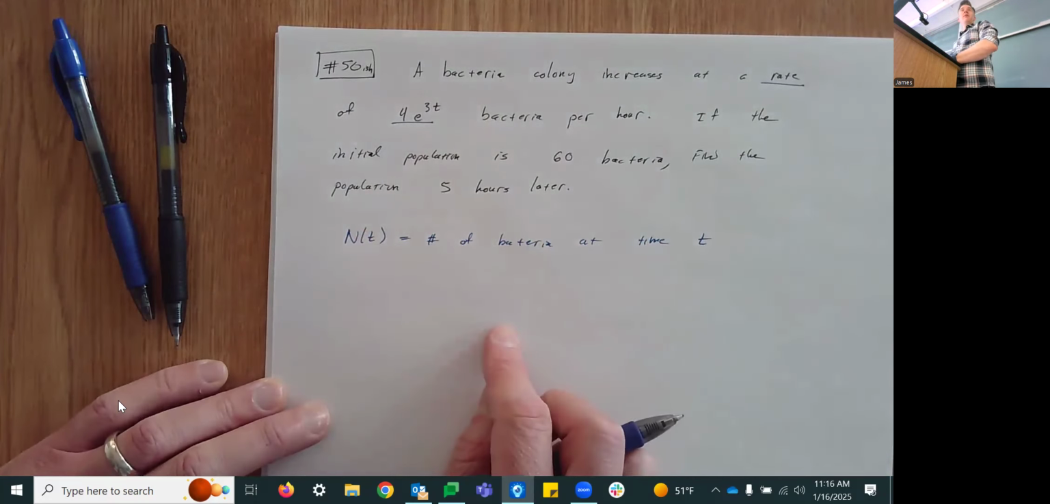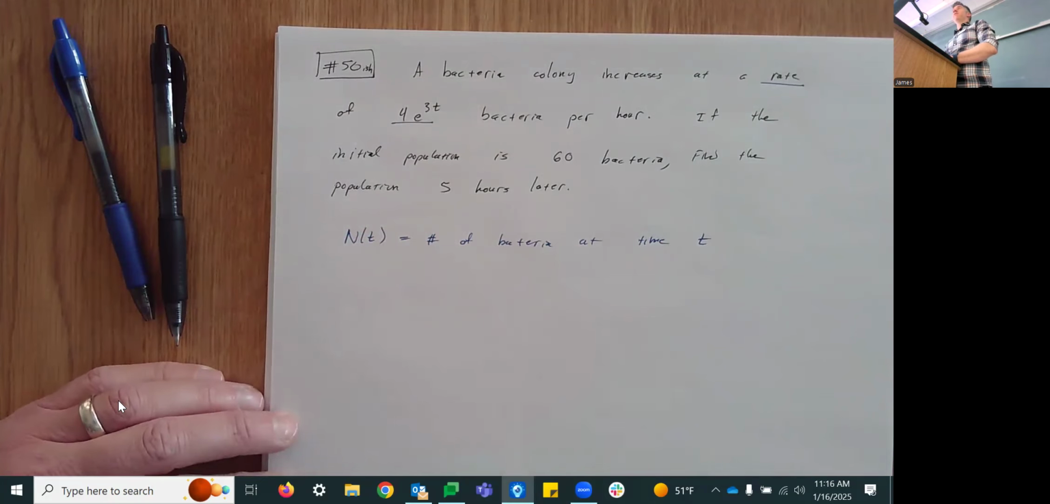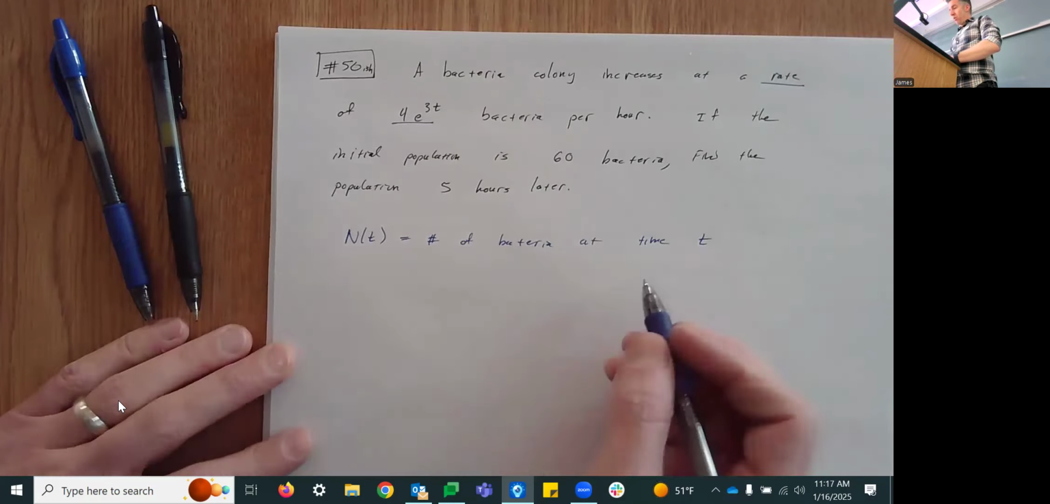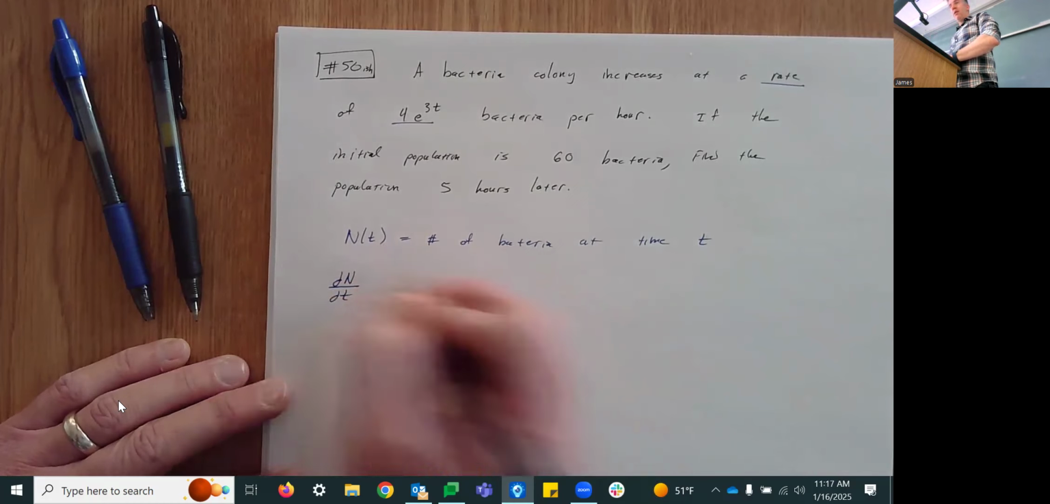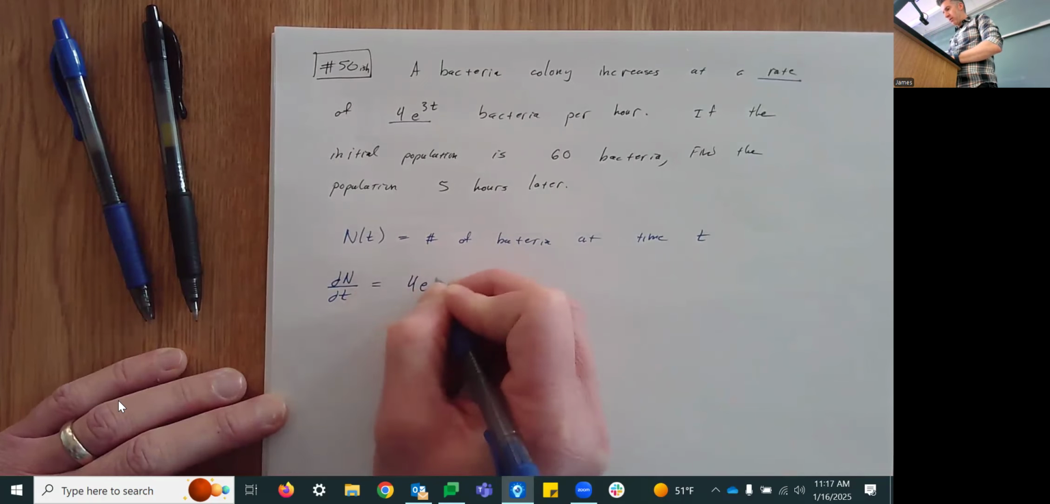But they didn't tell us that. They told us the rate of change, which is another name for the derivative, right? You hear rate of change, you think derivative. A rate of change is the most general description of what a derivative is. It's how one thing is changing as another thing is changing. Slope is a derivative because it's how y is changing as x is changing. So we know that the rate of change of the number of bacteria, dN/dt, or if you prefer N prime of t, is equal to 4 e to the 3t.